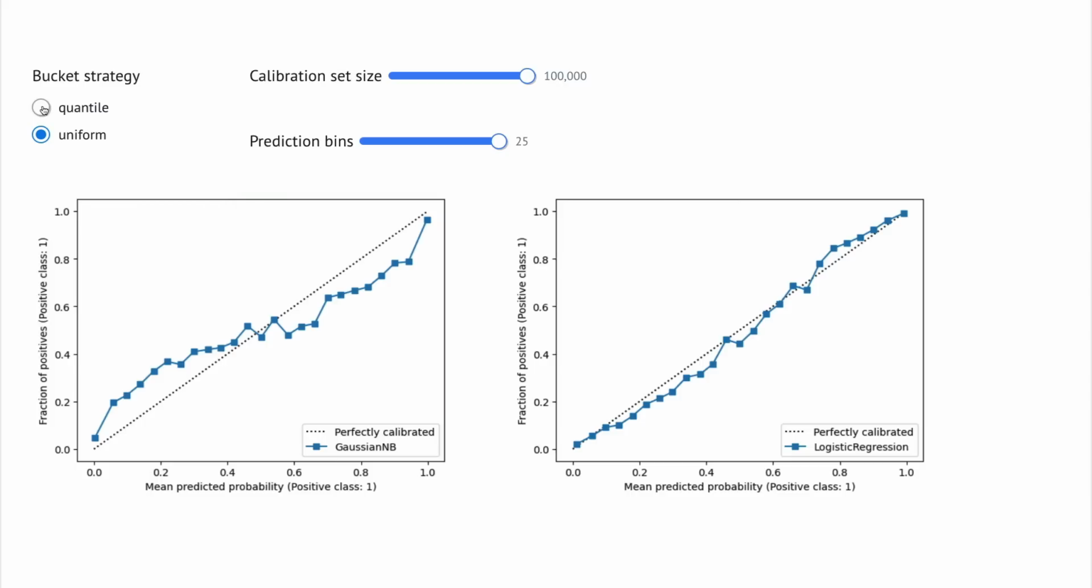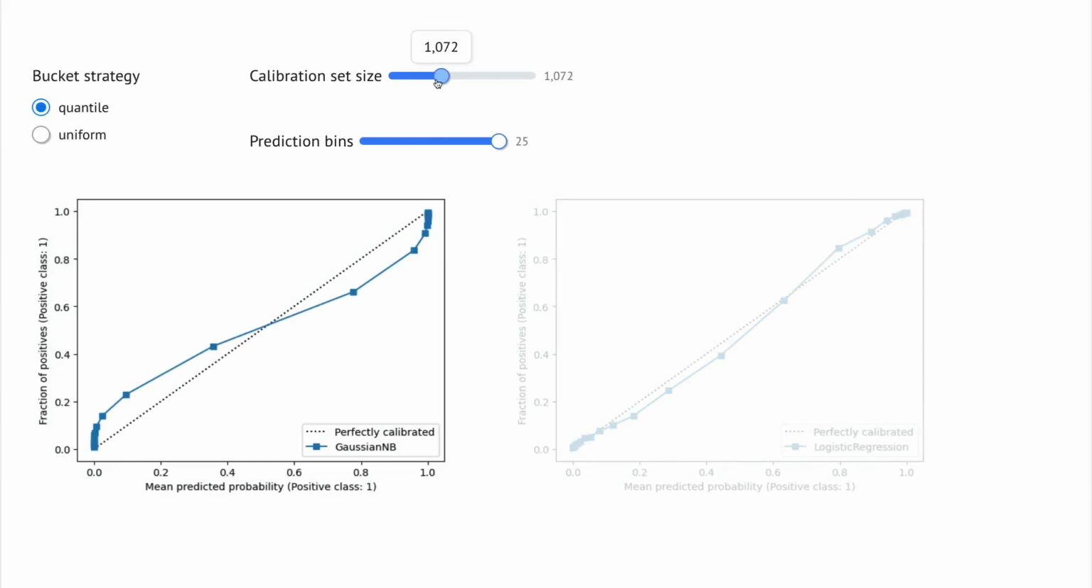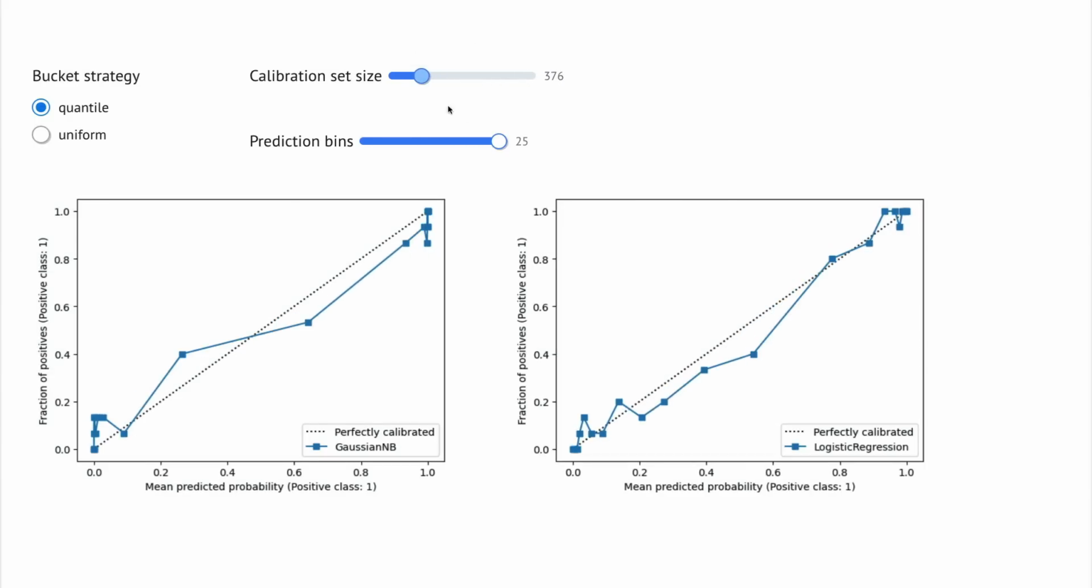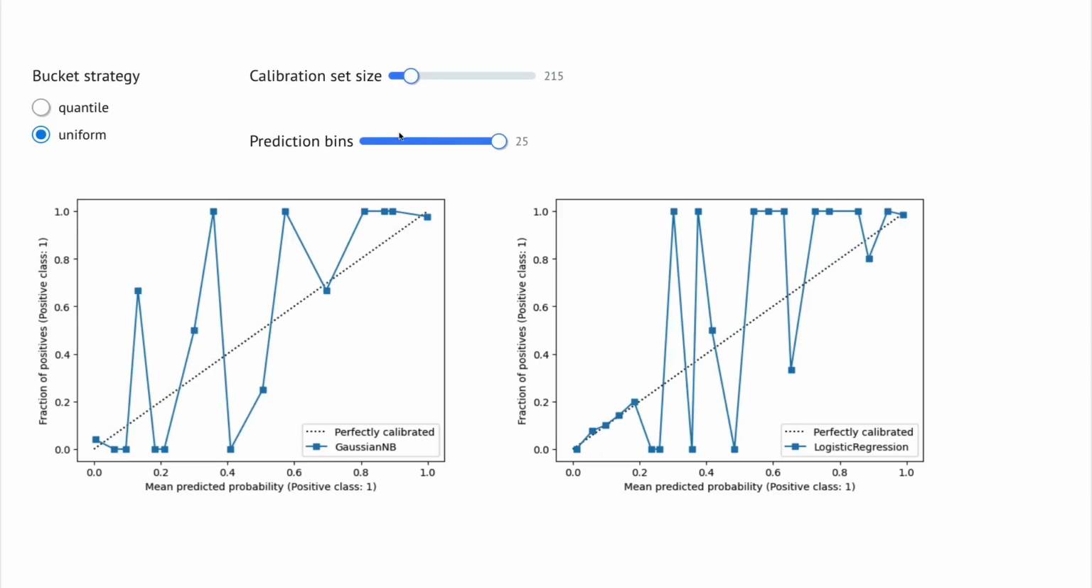If I were to change to the quantile strategy, you can see how this is just confirmed. There's a lot more density on the edges over here than in the middle. And that brings me to this final slider that I just want to show you, which will allow me to show you what happens if I have less data. So let's just go for a small number over here. Maybe have it be super small. And let's also go for uniform.